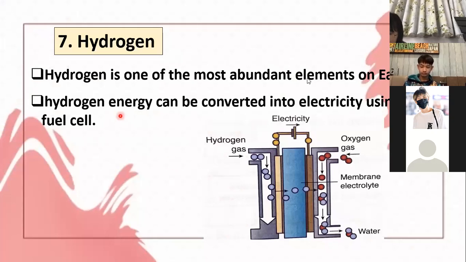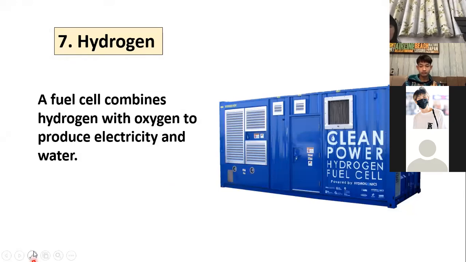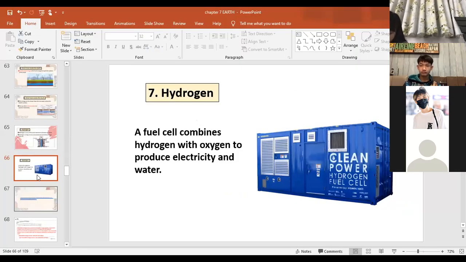The 7th one is hydrogen. I'm going fast because we learned this in our last class as well. Hydrogen is one of the most abundant elements on the earth. Since it is abundant, a fuel cell combines hydrogen with oxygen. This is a fuel cell. It combines hydrogen with oxygen to produce electricity, and it can also produce water. Understand? With this, we are done with last time's review.